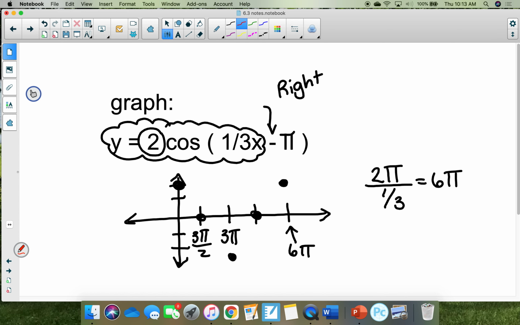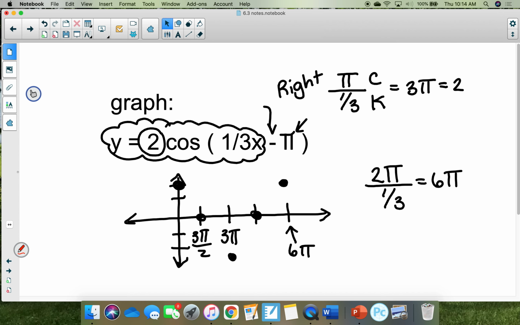There's a negative sign in the problem, which means you're going to shift it to the right. But how much do you shift it to the right? Some of you will shift it to the right pi, but that's the wrong formula. It's pi divided by 1/3. It's the c value divided by the k value, which ends up being 3 pi. And it just so happens in the same problem that 3 pi stands for 2 spaces. If you look at 3 pi, it stands for 2 places. So everything gets shifted to the right 2 instead of to the left 2.